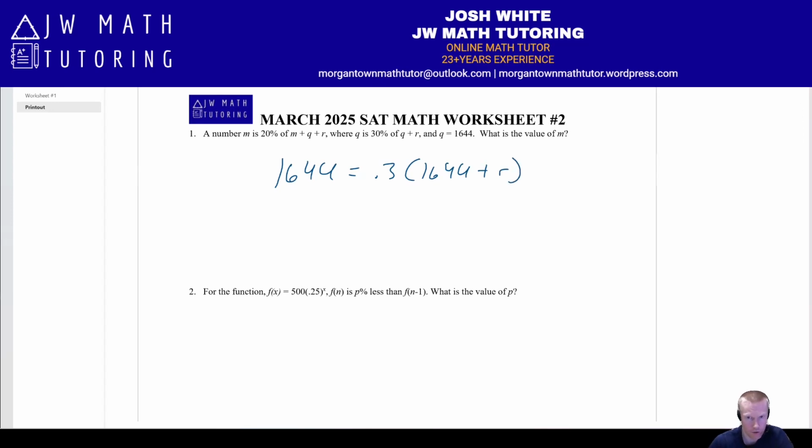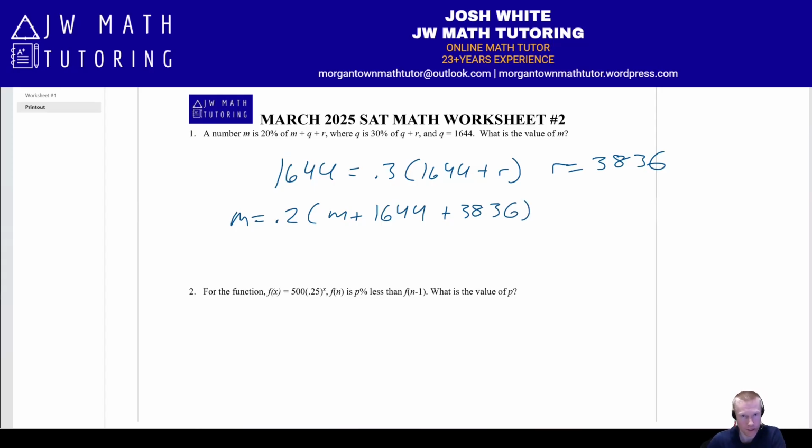And again, you go ahead and you solve this and you get R equals 3836. And then the second one is just M equals 0.2 times M, and then for Q, you could fill in the 1644. For R, you could fill in 3836. And then you go ahead, distribute the 0.2, move the m terms over. Eventually, you should get 0.8m equals 1096, or m equals 1370.